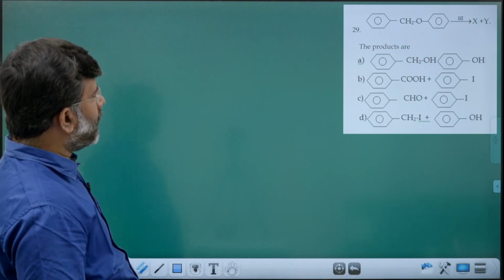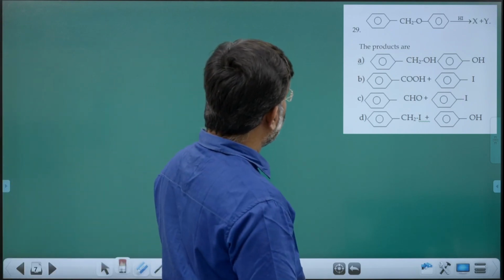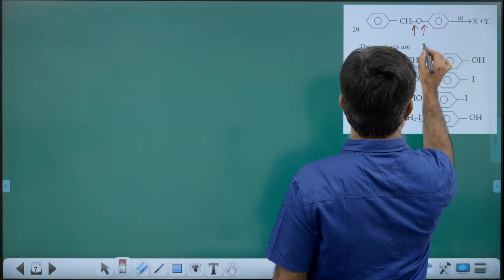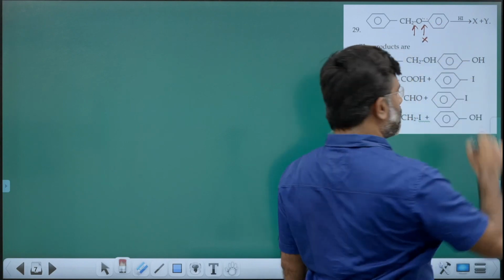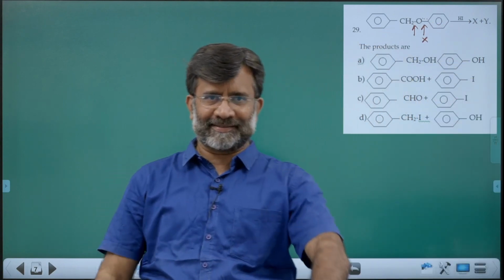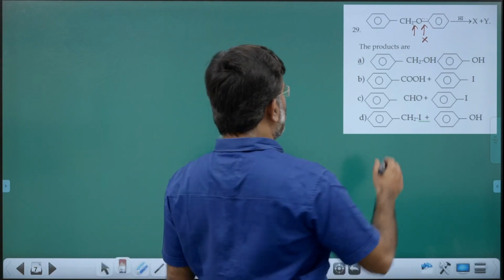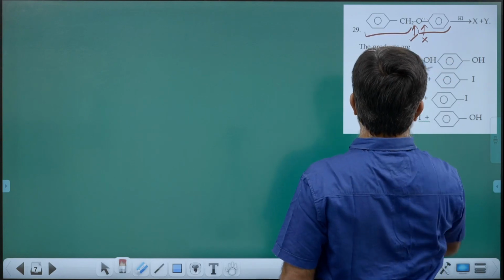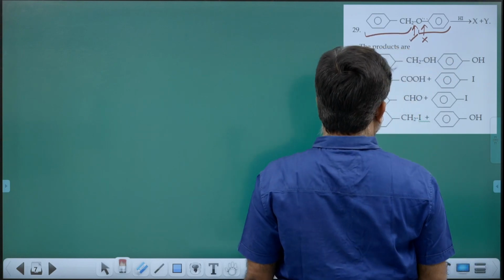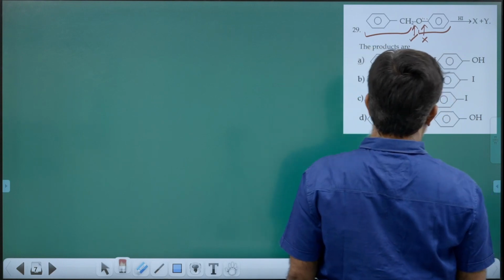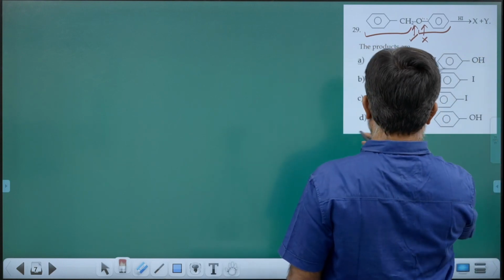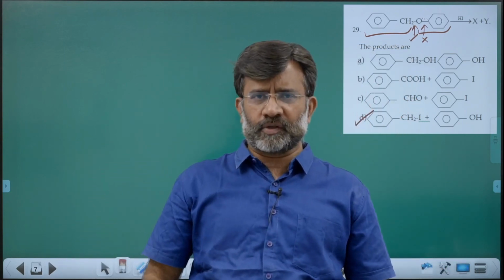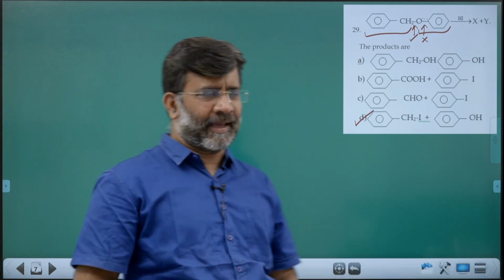This one is heated with HI. Once again, is it going to break here or here? It won't break here because there is partial double bond character due to resonance. So it will break here. This part of the molecule is converted to phenol and the other part to benzyl iodide. Phenol and benzyl iodide, so option D is the correct answer. A question direct from the NCERT. Next one.